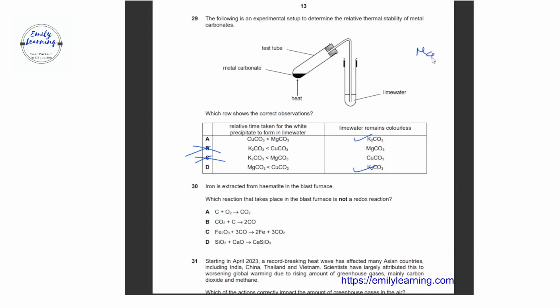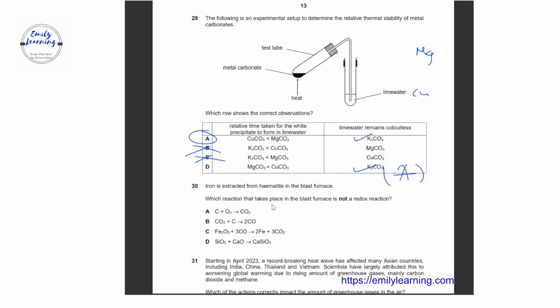We know that magnesium is above copper in the reactivity series, so magnesium is more reactive than copper. In other words, copper(II) carbonate is less stable. When something is less stable to heat, it decomposes more readily and takes less time to decompose. So copper(II) carbonate will produce carbon dioxide more readily. The time taken for copper(II) carbonate to give out carbon dioxide is less than that of magnesium carbonate. So the answer is A.